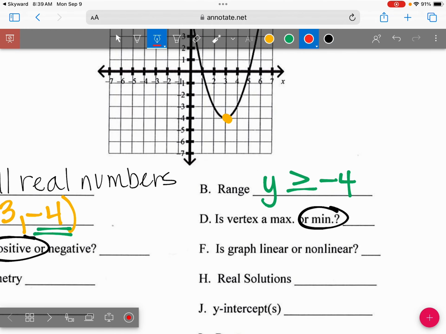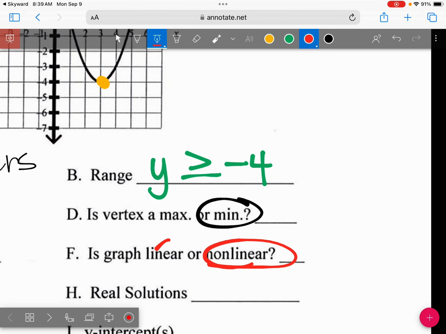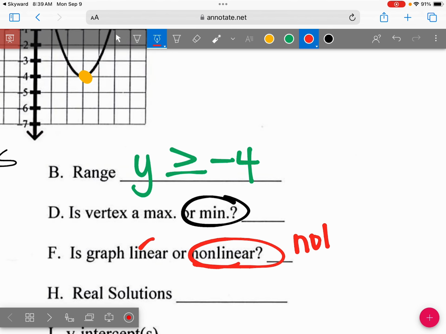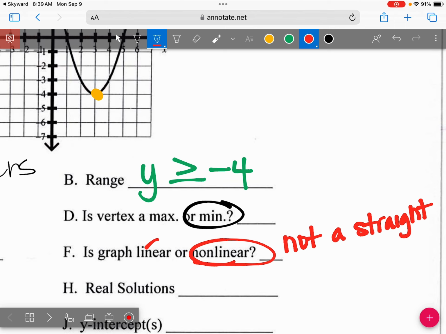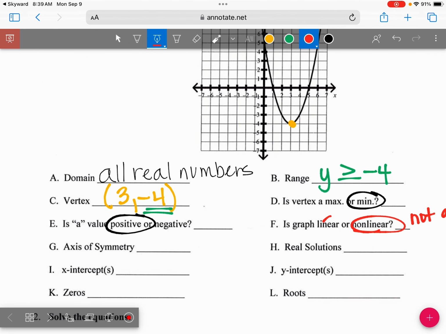All right, is this linear or non-linear? Linear means it's a straight line. That's what that means. This is definitely not a straight line, so it's non-linear. Non-linear means it's not a straight line. The axis of symmetry from your vertex, that would be this 3. So x equals 3.